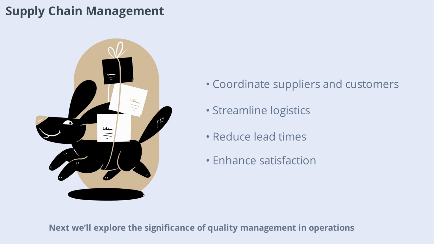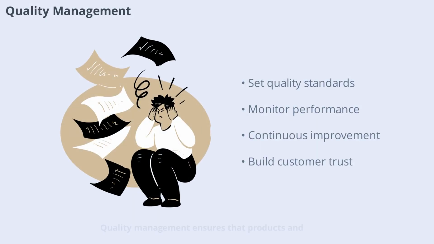Next, we'll explore the significance of quality management in operations. Quality management ensures that products and services meet or exceed customer expectations. It involves setting quality standards, monitoring performance, and implementing continuous improvement initiatives. Tools like Total Quality Management (TQM) and Six Sigma help organizations identify defects and eliminate waste. By focusing on quality, operations managers build trust with customers and strengthen the company's reputation. Quality management is not a one-time effort but an ongoing commitment.